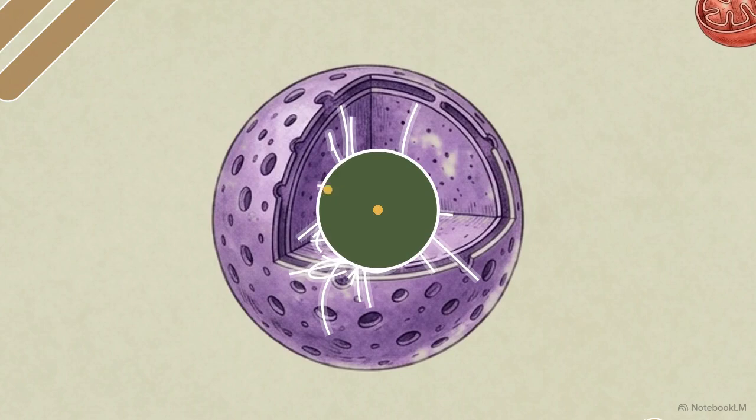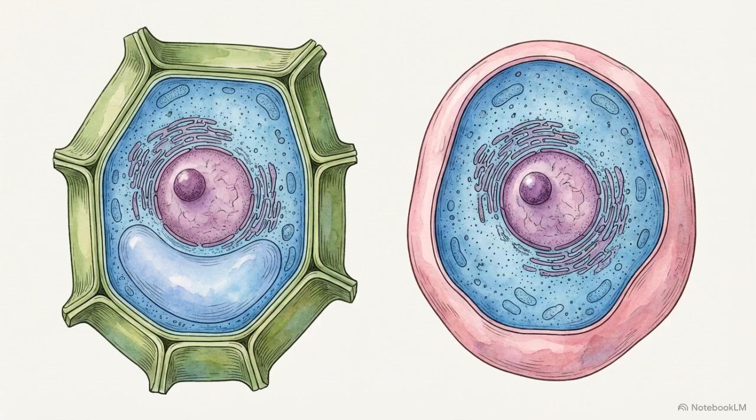In the middle of that vault sits the nucleolus, a workshop responsible for assembling ribosomes, the cell's protein-building machines. These universal structures represent the bare minimum for life. From here, specialized adaptations begin to define the divide between plants and animals.